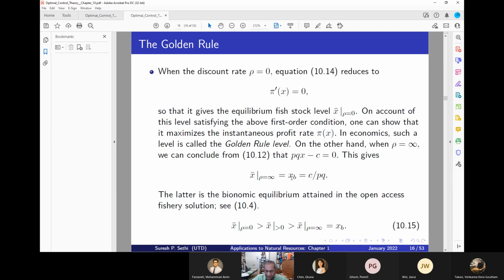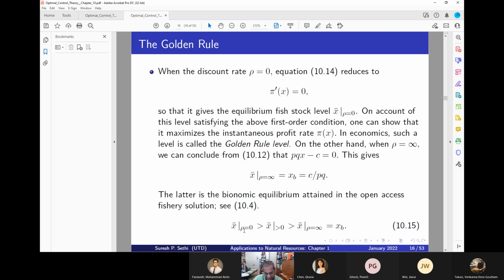Everybody is going to fish and reduce the level to XB. But if I'm alone and fishing and my rho is infinity, I also don't care about the future. Then I will do the same thing as all the other people are doing. So rho equal to infinity, we have bionomic equilibrium. Rho equal to 0, we have golden rule.